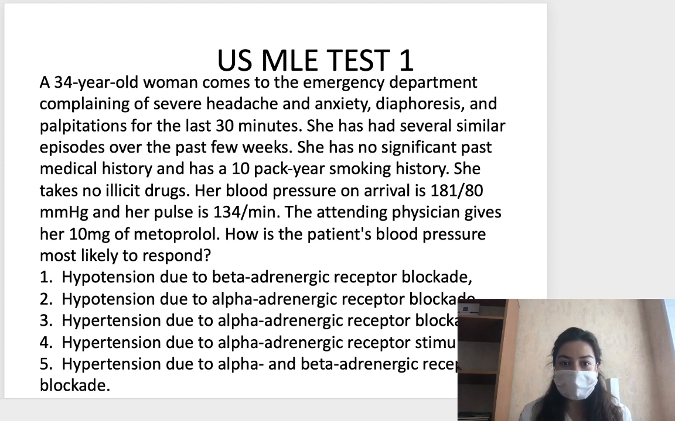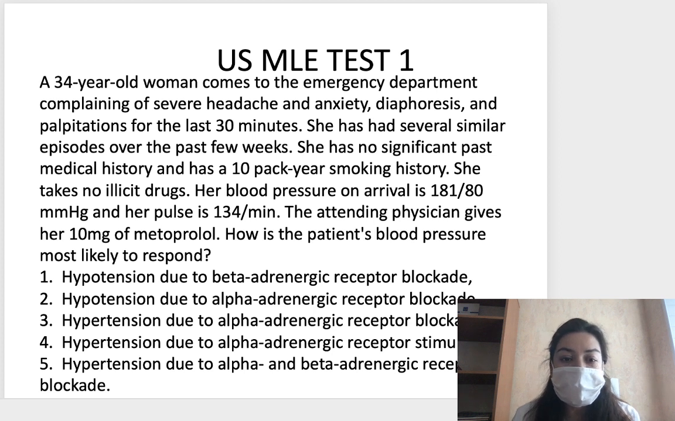Her blood pressure on arrival is 181/80 millimeters of mercury. Her pulse is 134 per minute. The attending physician gives her 10 milligrams of metoprolol. How is the patient's blood pressure most likely to respond?